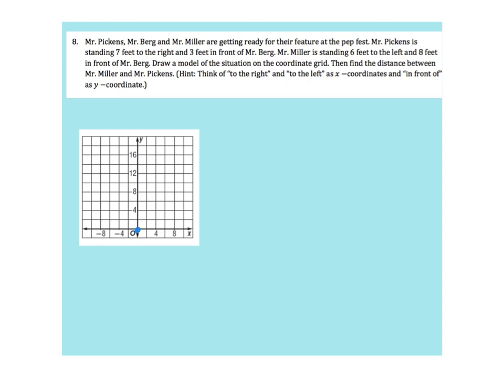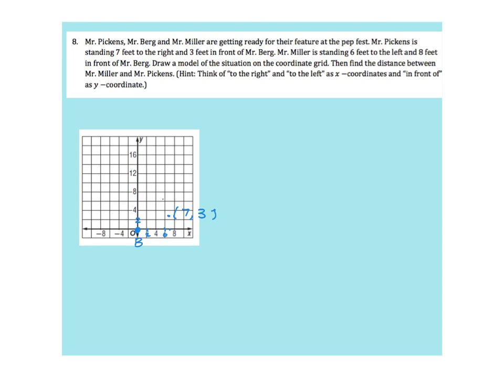So here's what we're going to do. Right here, this is Berg. Okay, that's Mr. Berg. So to find out where Mr. Pickens is, we're going to go 7 feet to the right. Well, each of these is a 2. So that's 2, 4, 6. So 7's going to be like right here. And then we're going to go 3 feet in front of Berg. So again, these are each 2. So we're going to go 3, which is right here. If I were to label that as a coordinate point, we went (7, 3).